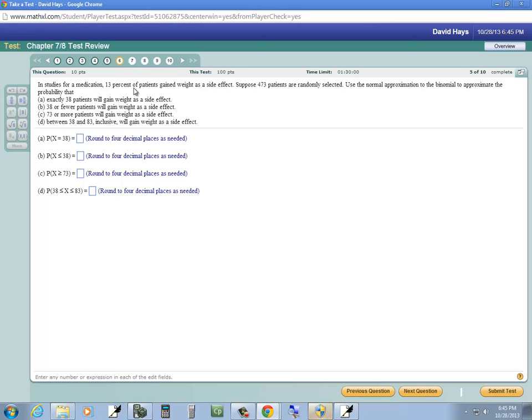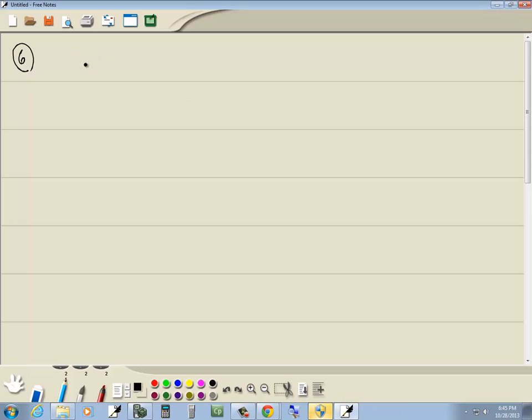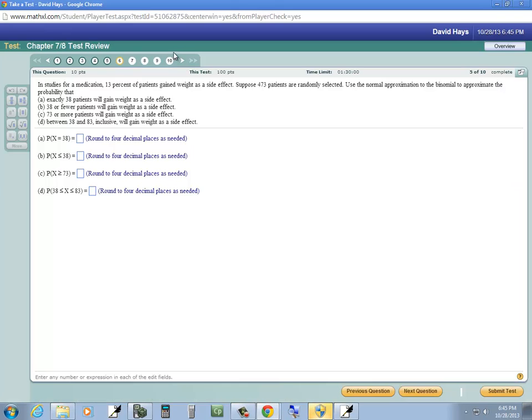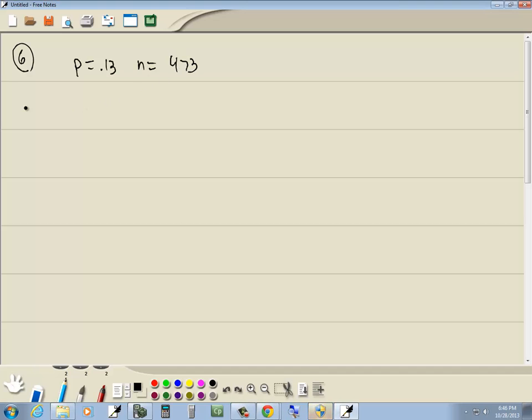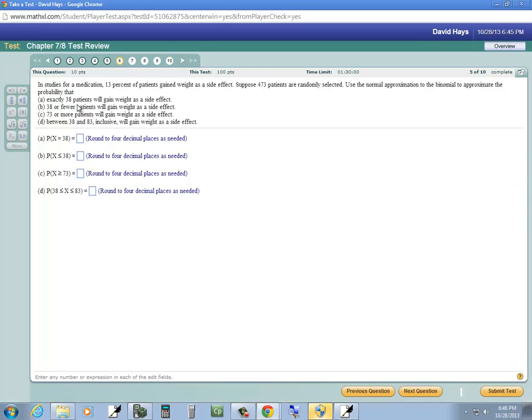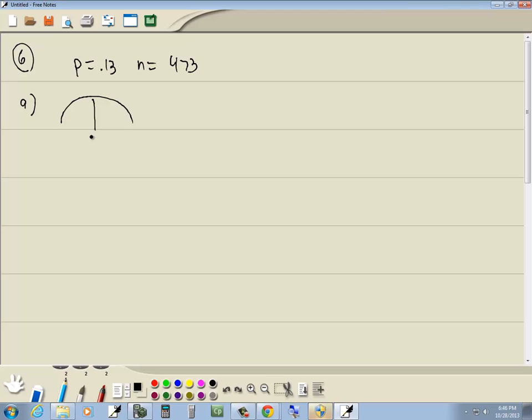In studies for medication, 13% of patients gain weight as a side effect. Suppose 473 patients are randomly selected. Use a normal approximation to the binomial to approximate the probability that, okay, 13% would be our little p, and n would be our 473 patients. Part A: exactly 38. That means it includes 38, so we're going to subtract 0.5 and add 0.5, because if your wording includes it, then your shading should include it.